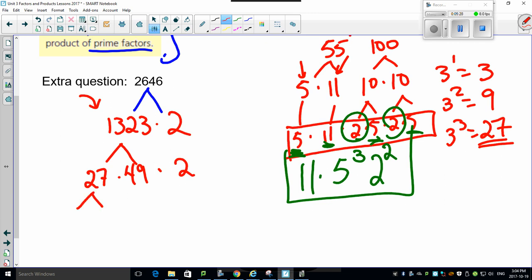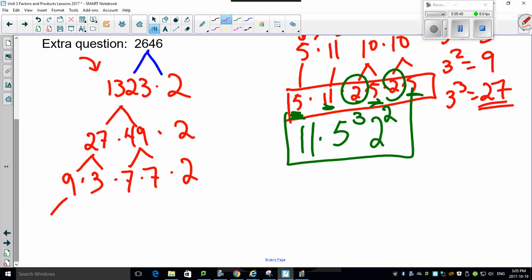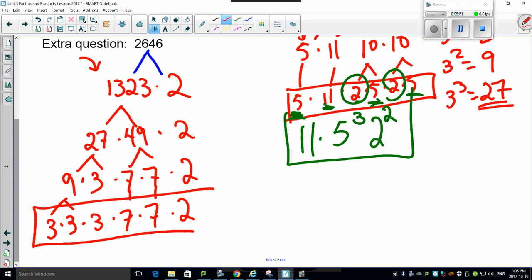Okay, 27, you know, is 9 times 3. 49 is 7 times 7. Check this out. Look at that. You're almost done. Okay, 9 is 3 times 3. There's the other 3. There's the 7 from here. There's the other 7 from here. There's the 2. And there's your prime factorization of 2646.